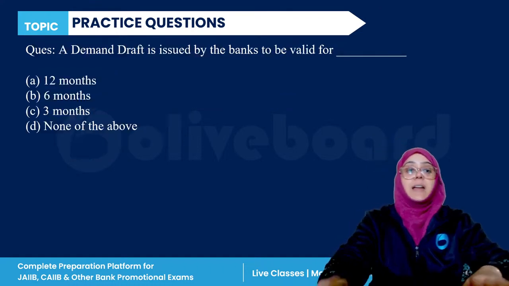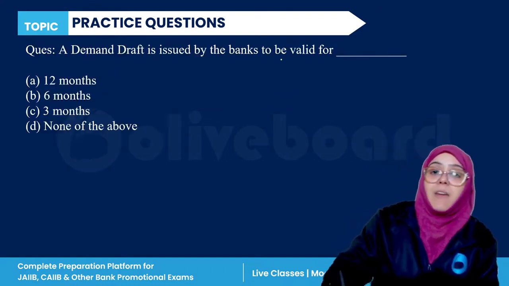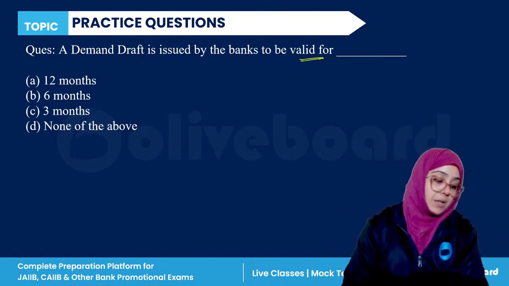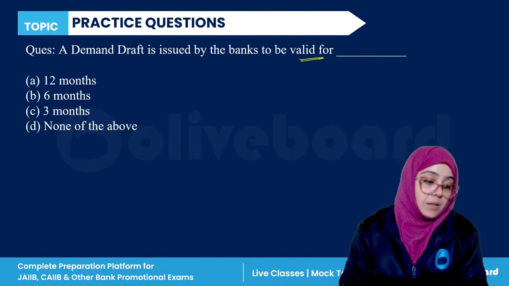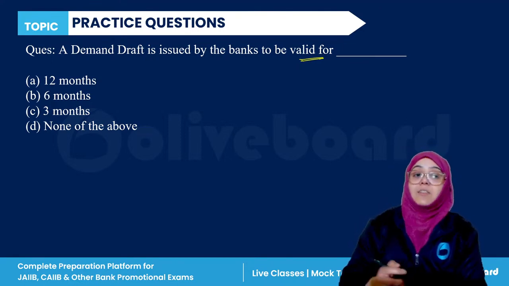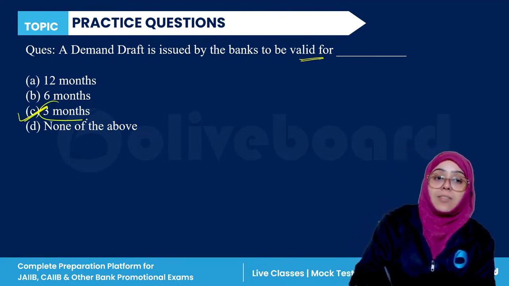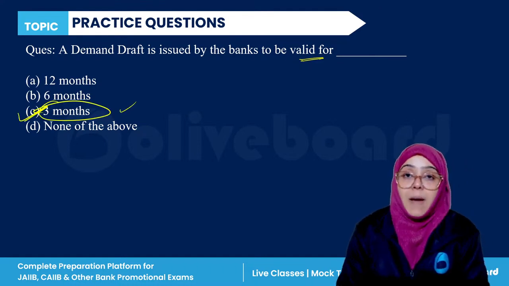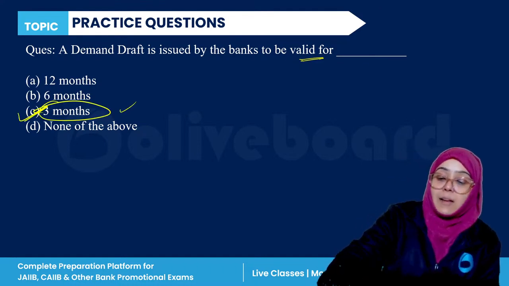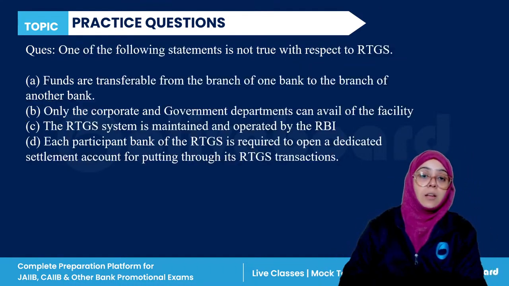Okay. Next question. A demand draft issued by the bank is valid for how many months? So a demand draft is valid for 3 months. You know that after 3 months it is invalid. Demand draft is valid for 3 months. Same in the case of a check.